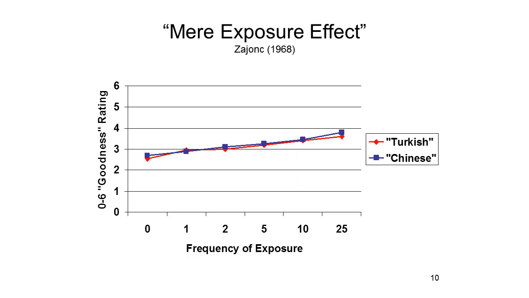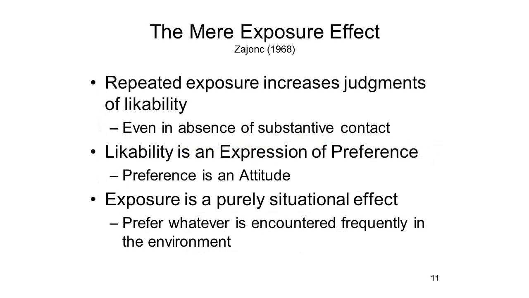Remember, these subjects had no idea what these words meant, not least because they didn't mean anything. But if they had seen them a lot before, they tended to like them. If they hadn't, they tended not to. The mere exposure effect, that's what Zajonc called it, occurs when repeated exposure increases judgments of attractiveness, likability, or any other favorable evaluation, even in the absence of any substantive contact with the objects being rated. Because likability is an expression of preference, and preference is an attitude, the mere exposure effect is a purely situational effect on the person. Apparently, people tend to prefer whatever it is that they encounter frequently in their environment.